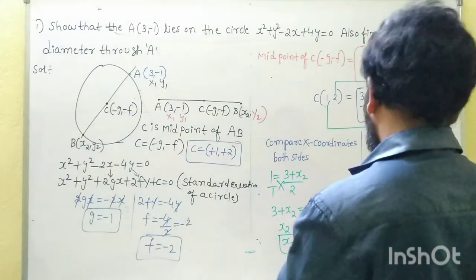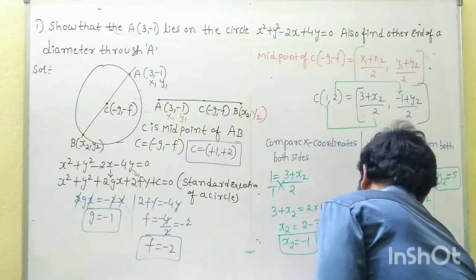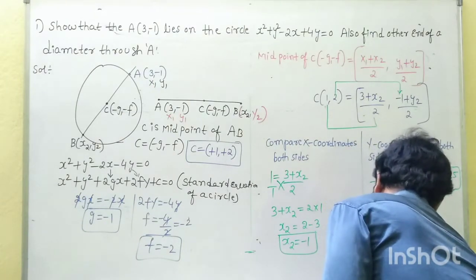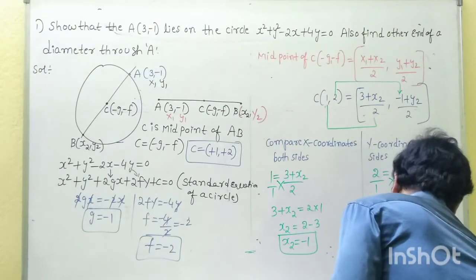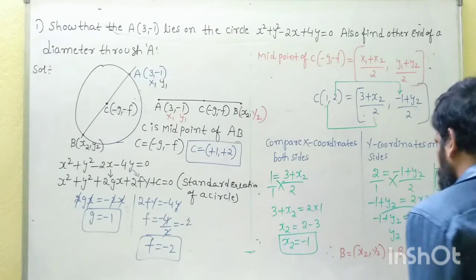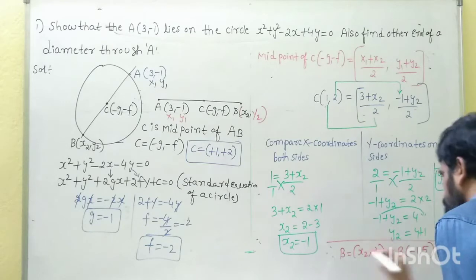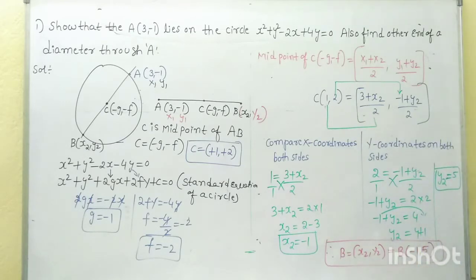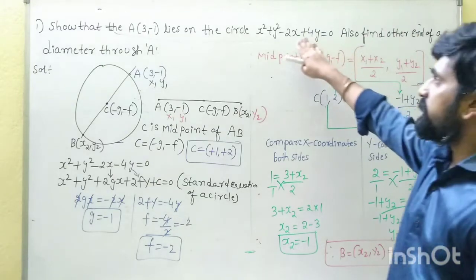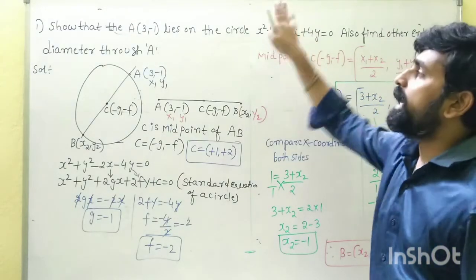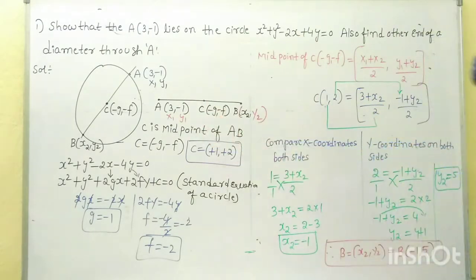Therefore point B is (x2, y2), that is B equals (-1, 5). This is the final answer. We checked whether the circle passes through A or not. We checked, it's over. Then we found the B value. B equals (-1, 5).